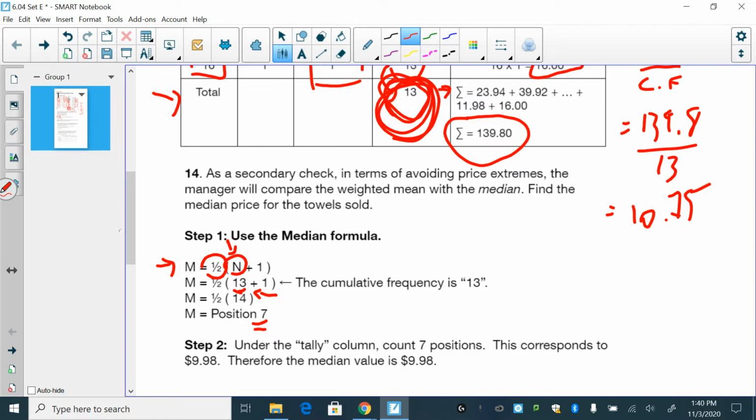So what that means is if I listed all the numbers from least to greatest, I'd have to count from the beginning and I would go 7 positions over: 1, 2, 3, 4, 5, 6, 7, and whatever value is in that position, that's the median value. So, how am I going to figure that out quickly?